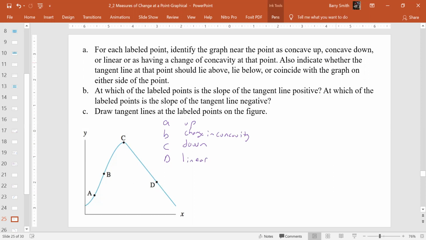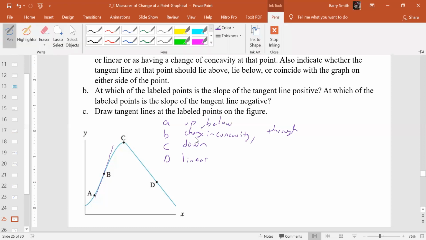Now indicate whether the tangent line at that point would lie above, below, or coincide with the graph. So with A, it's going to be below. B, it's going to kind of go through. It's going to go on one side here, and then it's going to go up through the other side there. They don't give us that option, but that's what it is. It's going to be below and then above, unless that's not really the change in concavity, but I'm pretty sure it is. And I wrote the wrong through here.